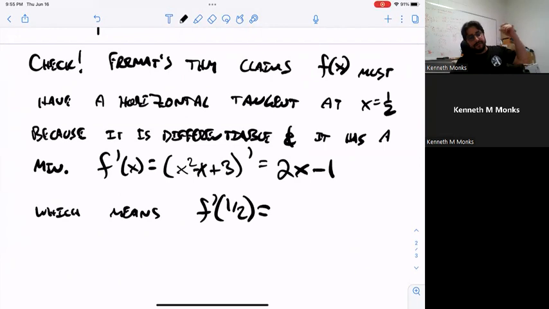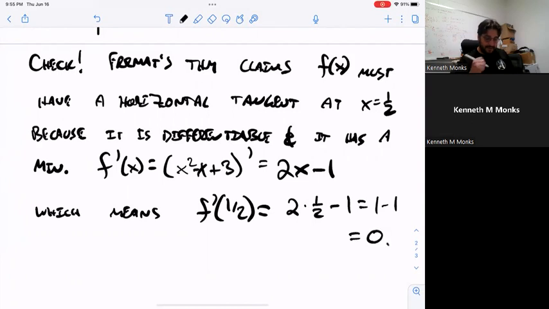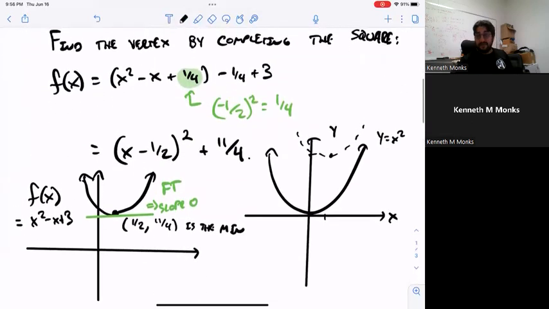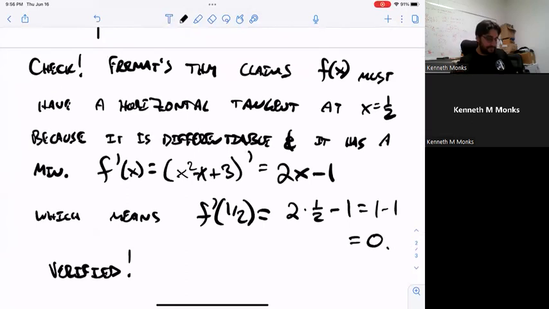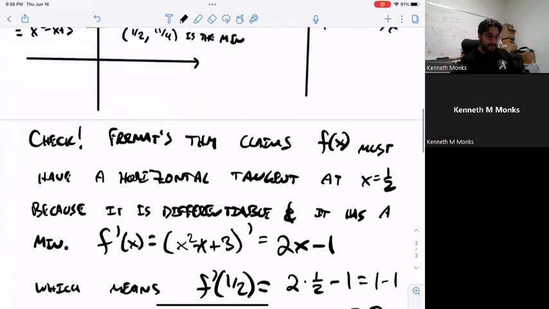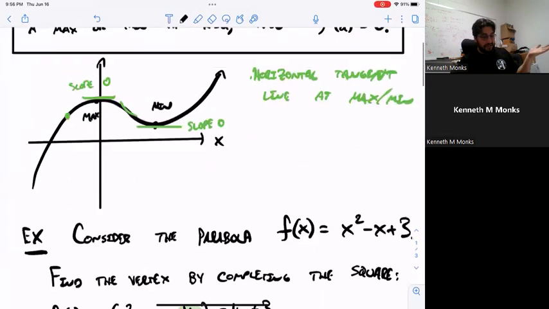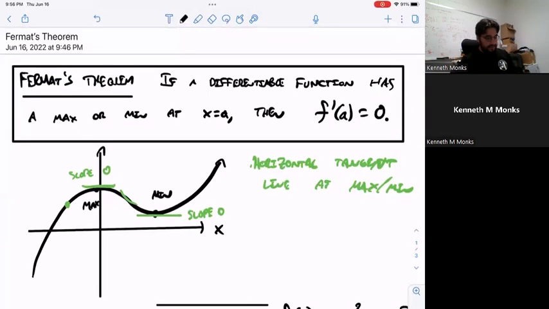You could use the limit definition of a derivative here, but we don't really need to. We have these nice properties, power rule, linearity. So I'm using the slick tricks. So this is 2 times 1/2 minus 1, which gives 1 minus 1, which is 0. There we go, we verified Fermat's theorem. The function had a min at x equals 1/2, and sure enough, the derivative was 0, just like Fermat's theorem promised. So this is our little example demonstrating the validity of Fermat's theorem in this one case. Hopefully that's an example that illustrates the theorem nicely.